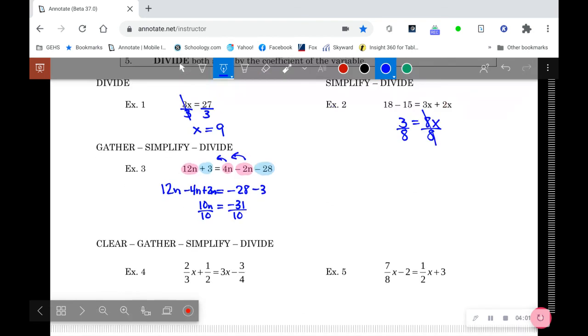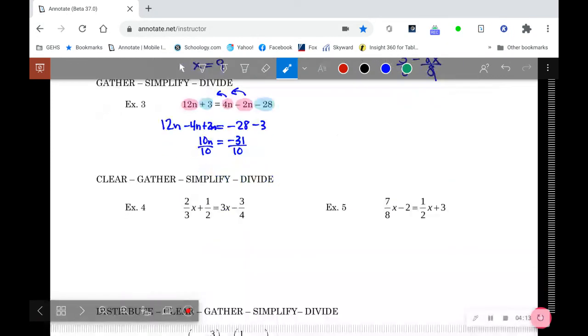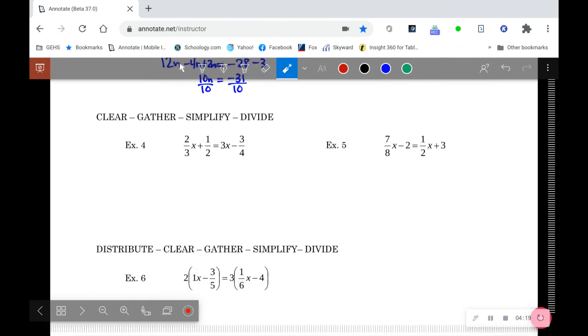In the next section here, we're going to learn how to clear fractions, and that fits in as a second step up here. So clear fractions before you gather, simplify, and divide. You're going to take what's a complicated looking problem, and you're going to simplify it by clearing these fractions out of the problem. Now, what you want to do here is multiply both sides by the least common denominator.